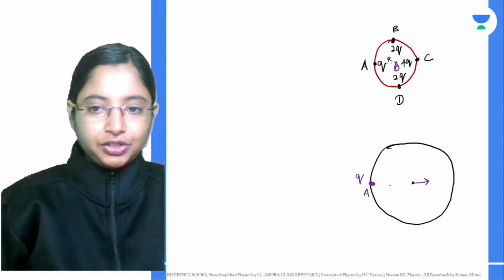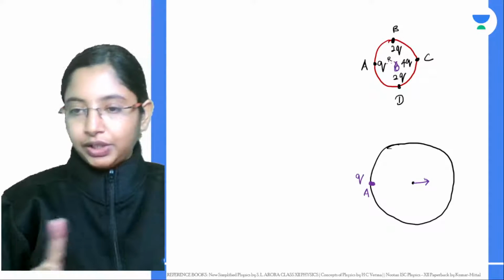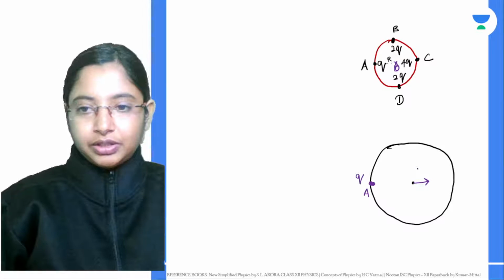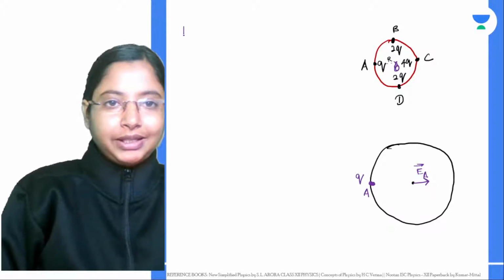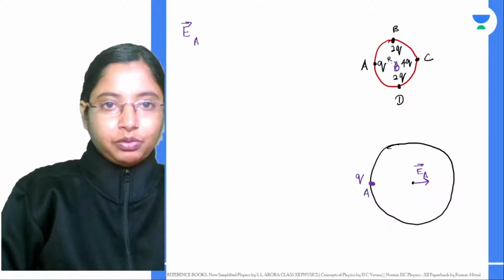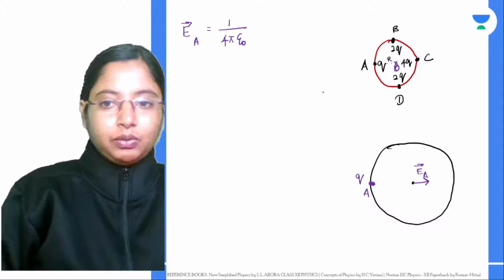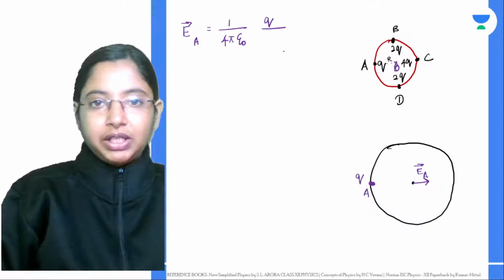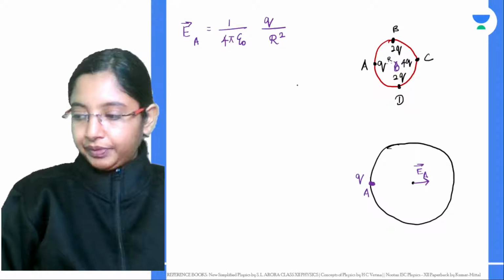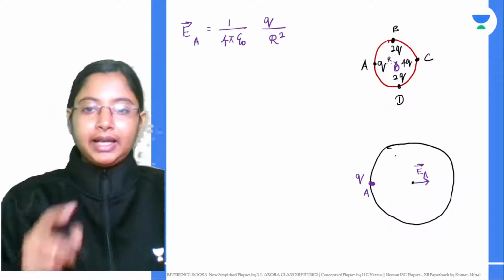This test charge over here will experience a repulsive force, and the electric field lines will be in the direction of the force that is acting, so it will go in this direction, right? This is for A. If I want to write the magnitude for the same, what will that be? Very simple. It will be 1 by 4 pi epsilon naught, right? What is the charge over here? Q. Q divided by the distance we have taken, r. So r square.